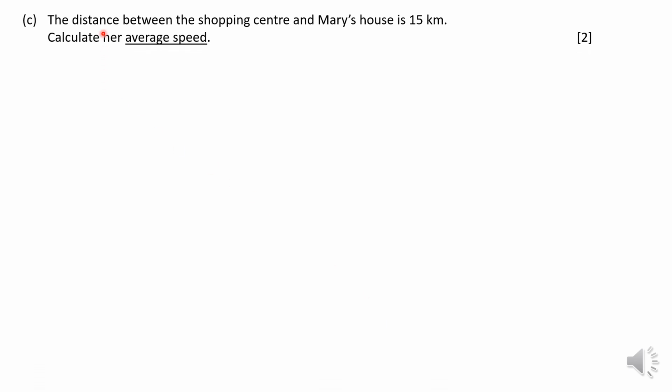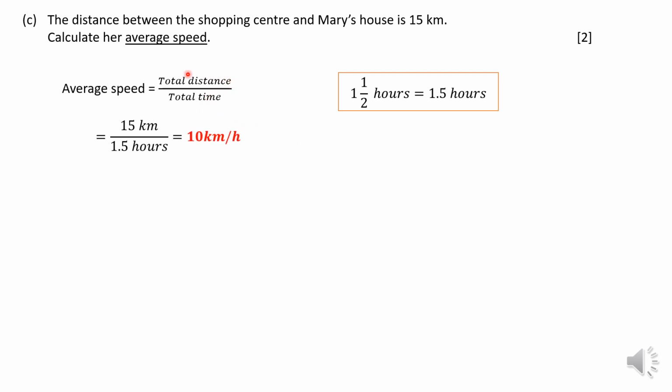The C part says the distance between the shopping center and Mary's house is 15 kilometers. Now, I have underlined here what you're supposed to calculate, which is the average speed. Average speed is calculated by taking the total distance, dividing that by the total time. 15 kilometers is what we are given, and it took her 1.5 hours. So it's best that you write it as a decimal. It's easier for you to find the correct answer, which is 10 kilometers per hour.